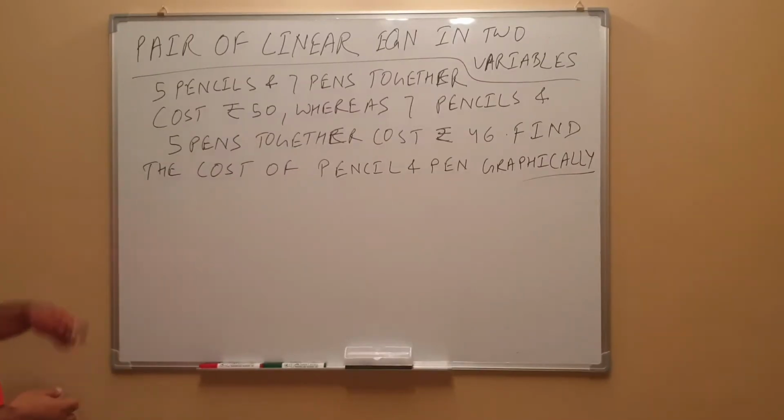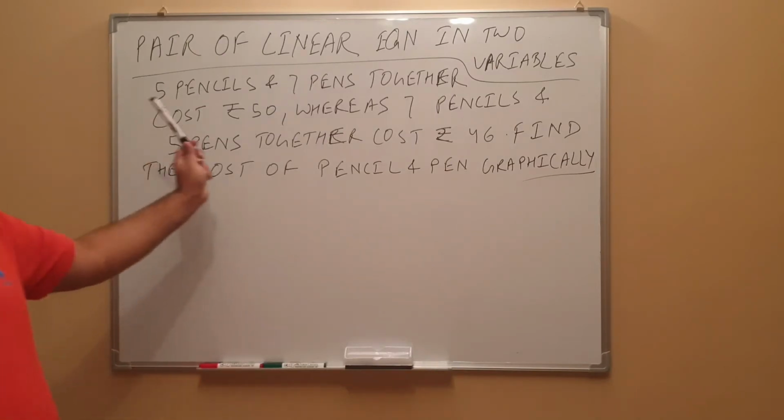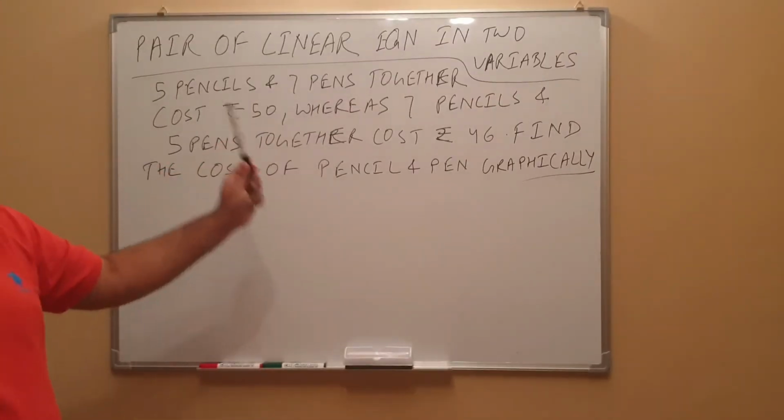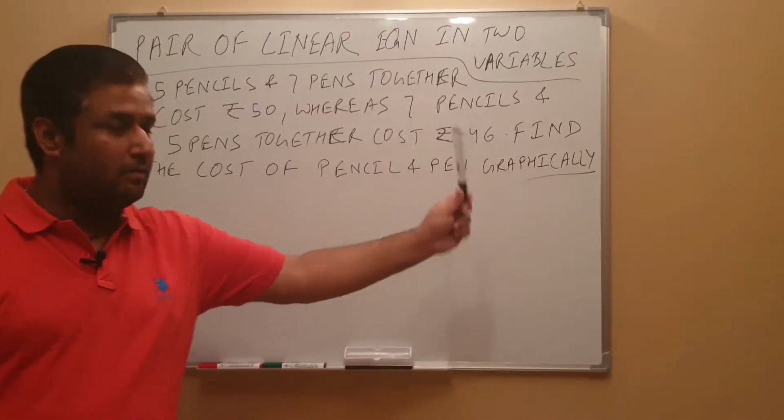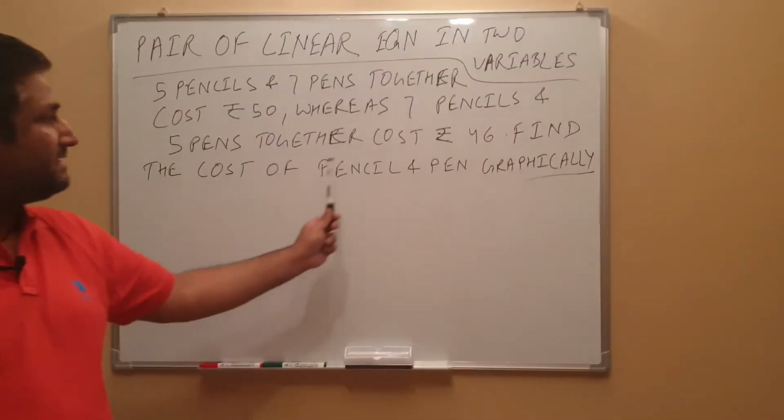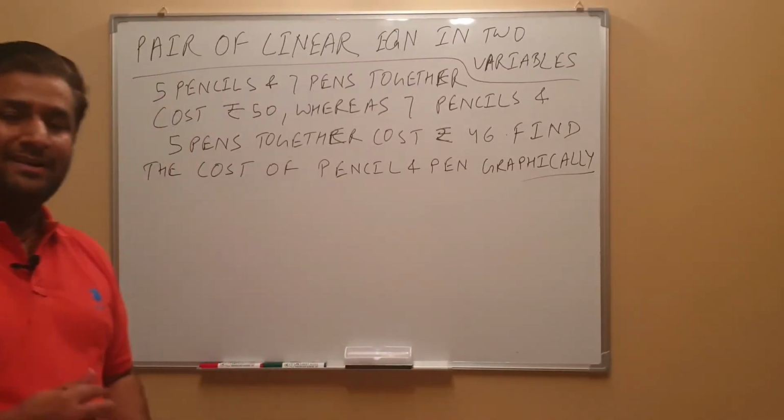The example we have here is: 5 pencils and 7 pens together cost rupees 50, whereas 7 pencils and 5 pens together cost rupees 46. So we have to find the cost of a pencil and a pen, and we have to solve it graphically.